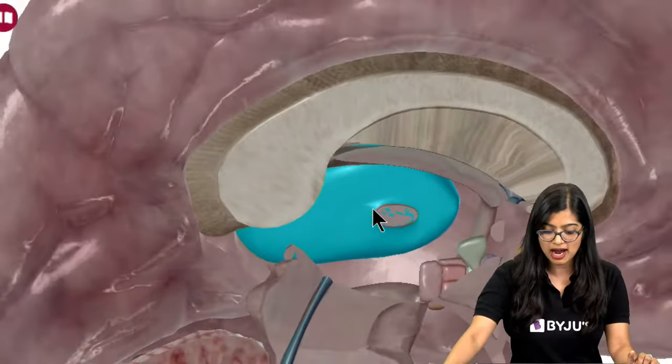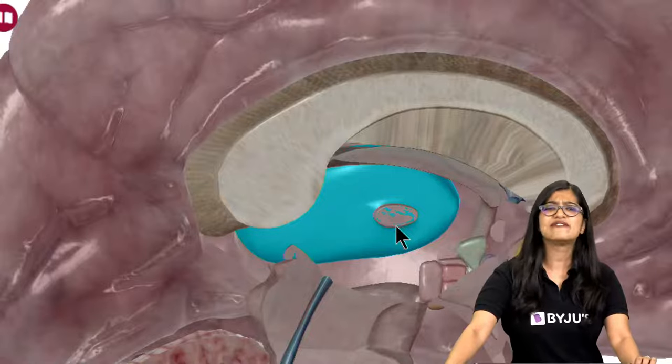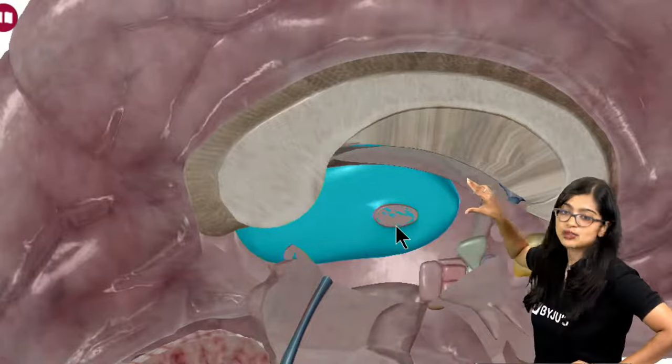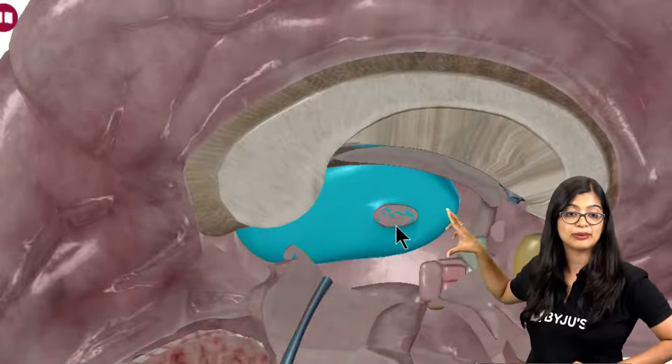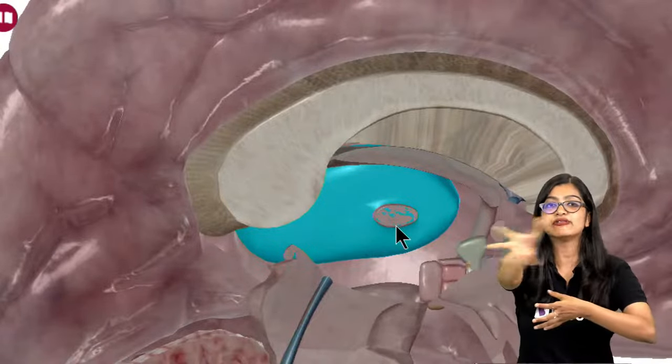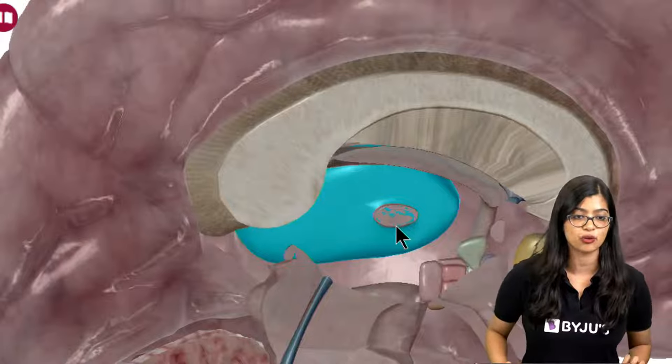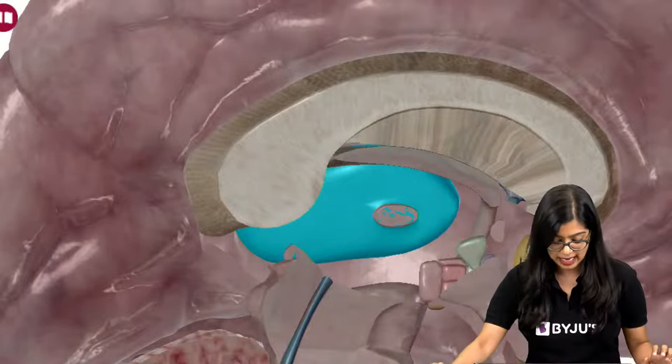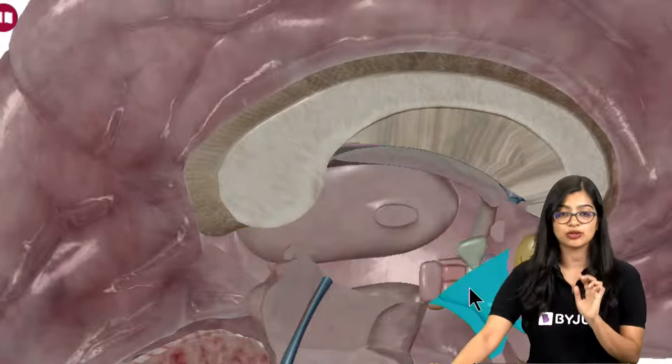So can you see this part? It's on the inside. It's not very visible, yes? This part that you see on the inside is your thalamus, right? And thalamus acts as a relay point. It relays information to different parts of the forebrain, right? So you have your thalamus and you have your hypothalamus.